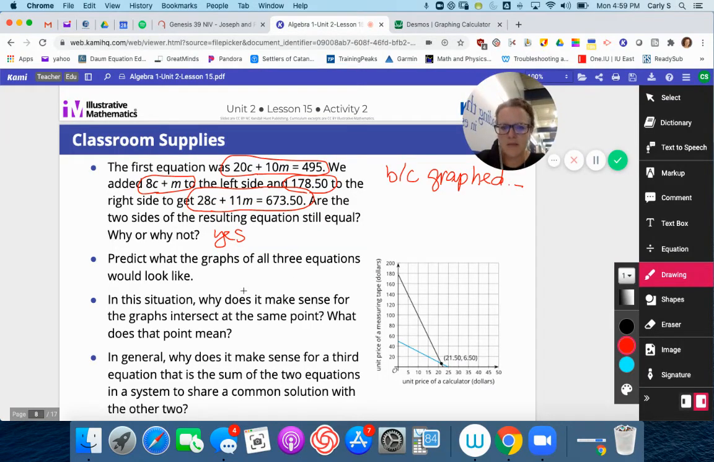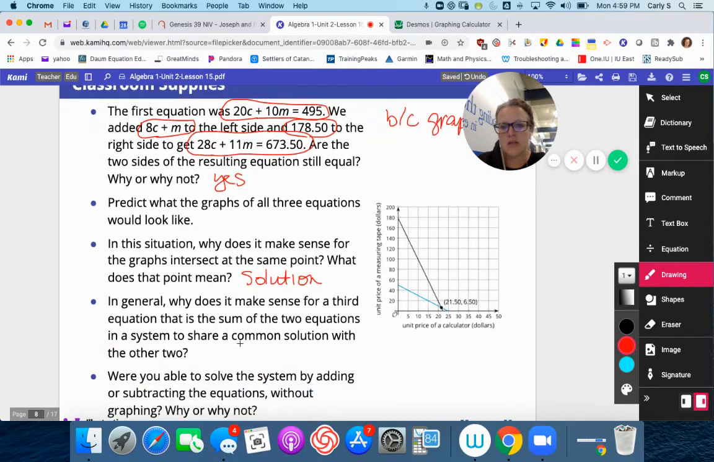In this situation, why does it make sense for the graphs to intersect at the same point? What does that point mean? It's the solution to the system. Just because we added the first and the second equation together doesn't mean that the system changed any. It's still the same system. In general, why does it make sense for a third equation that is the sum of the two equations to share a common solution? Because the third equation looks different, but it's still the same. Okay, it's actually the same, it just looks different.